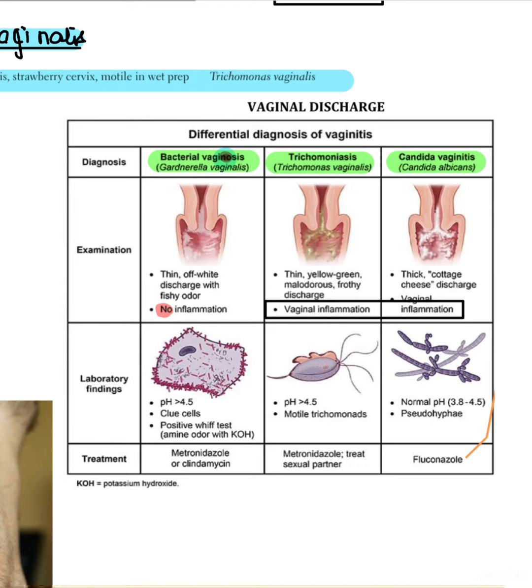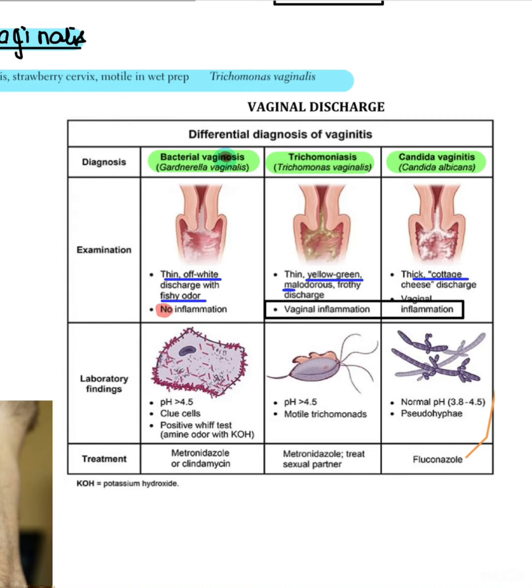Okay, no confusion from now on. Then coming on to discharge. In bacterial vaginosis, you have thick off-white discharge with a fishy odor. That is important. Then trichomoniasis, here you have Trichomonas. The discharge is yellow-green, and you have malodorous, frothy discharge. Candida, whitish cheesy discharge, everyone knows.